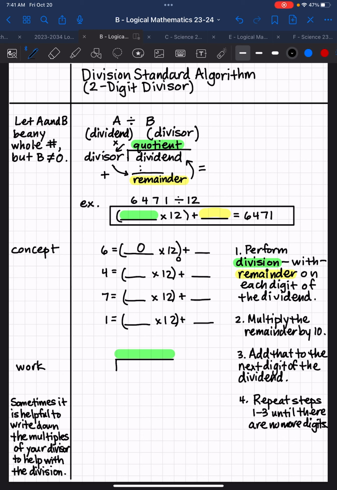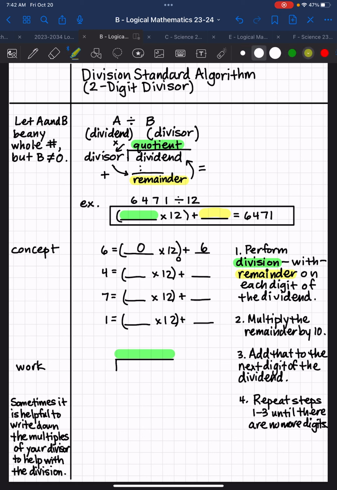It'll help us later on when we're trying to see how this concept actually translates to the work that's typically shown using the division table. Okay, so 0 times 12 is 0, and then we ask ourselves, plus what number, so 0 plus what number equals 6? That is 6. So we put a 6 right here.